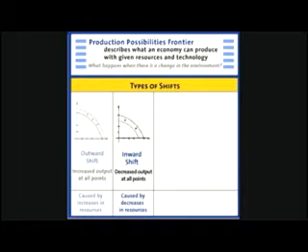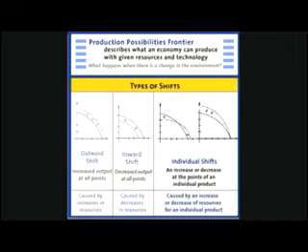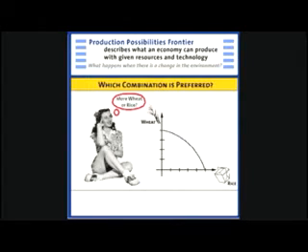I'd like to end with a question, and this is a question that came up during your quiz in the last lecture. Look at this production possibilities curve. Of all of these choices, which is the one that our economy prefers? Which combination of wheat and rice is going to make consumers the happiest?